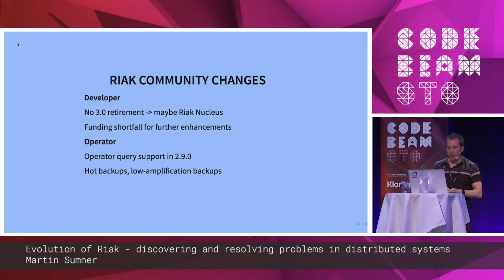And then from the operator perspective, we have actually done things. So we've introduced operator queries in 2.9.0, so you can now ask Riak questions like, tell me how many objects you've got, tell me what your average object size is, tell me how many objects over 1 megabyte you've received in the last hour, tell me what keys are currently in a sibling state. So lots of things that Riak couldn't previously tell you, it can now tell you. And we've also got an answer, depending on your backend, on how to do hot backups. And particularly with the leveled backend, they can be done with low write amplification. So it works very well with rsync.